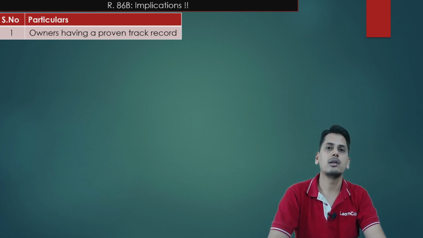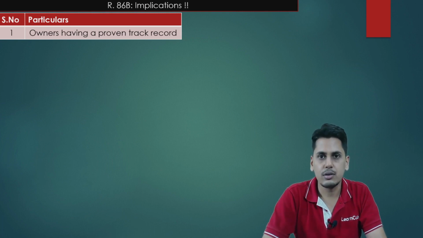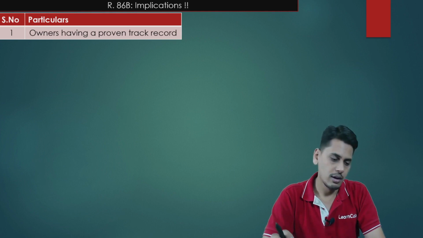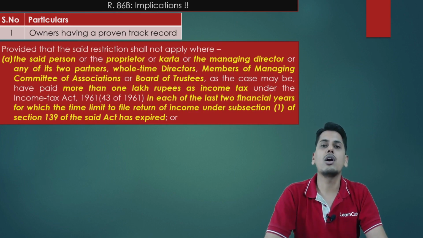The government found weight in the argument. So therefore, now we have few relaxations for those registered persons who have got a proven track record. So friends, the relaxation, the first one is proven track record in income tax law.